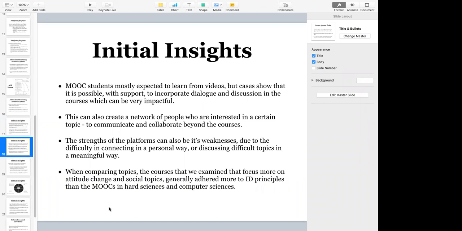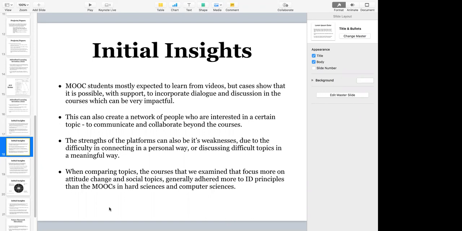The MOOC students, it was interesting to see that the MOOC students mostly expected to learn from videos. They really preferred videos, saying, oh, I love to watch the instructors talk on videos. But cases show that it really didn't mean that the videos were actually something that the students really did prefer after using them. But any type of learning experience, if it was having support, it was very impactful.